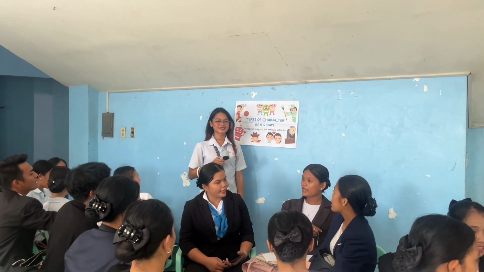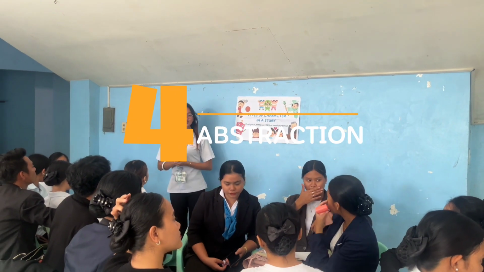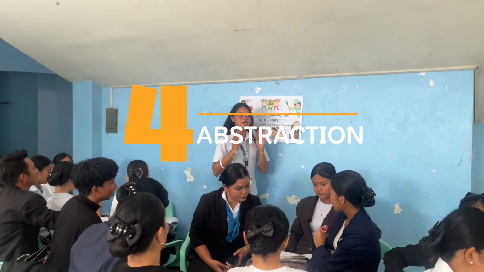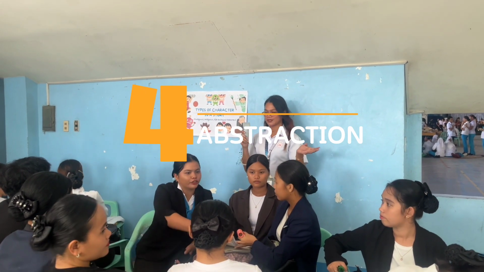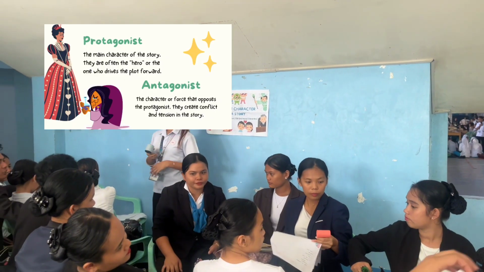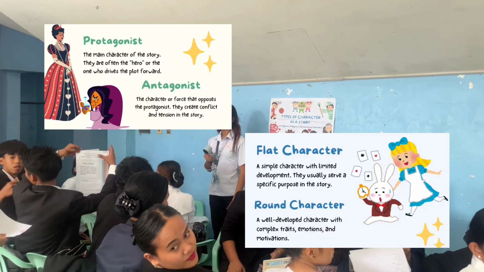Group 1. For the abstraction part, we already discussed the topic, which is the types of character, mainly focusing on protagonists, antagonists, flat and round characters.